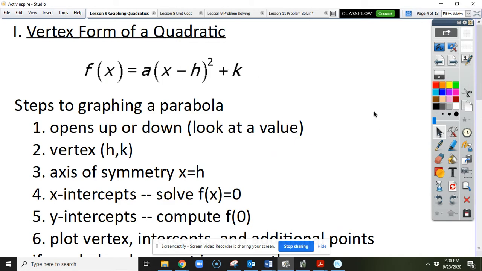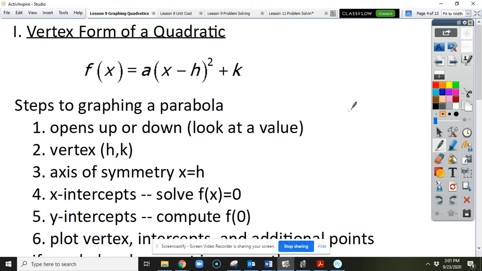So now we want to get down to the nitty gritty, and we're going to focus on two forms of a quadratic. The first form is vertex form. You can see our vertex form is here, and then we'll take a look at what if it is in standard form. So vertex form, f of x equals a times the quantity x minus h squared plus k. Okay, that is vertex form of a quadratic. And we're going to see at step 2 here why we care about vertex form. We care because it gives us the vertex, the h and the k.